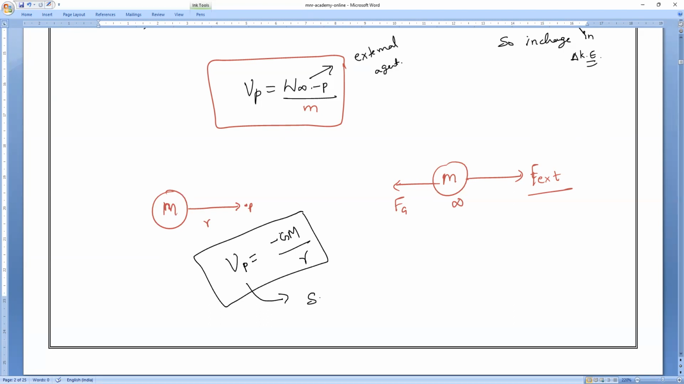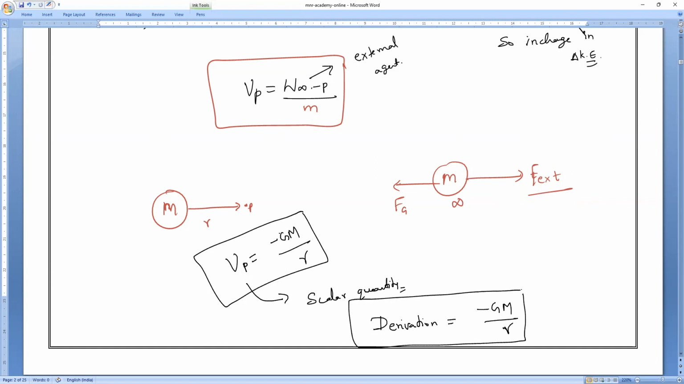Now this Vp is actually a scalar quantity. So what will happen, everybody? No directions and all. So what is the final formula? Potential is equal to minus Gm divided by R. This is the formula, and it is a scalar quantity. It does not have direction. It has only magnitude. That is what you have to remember.